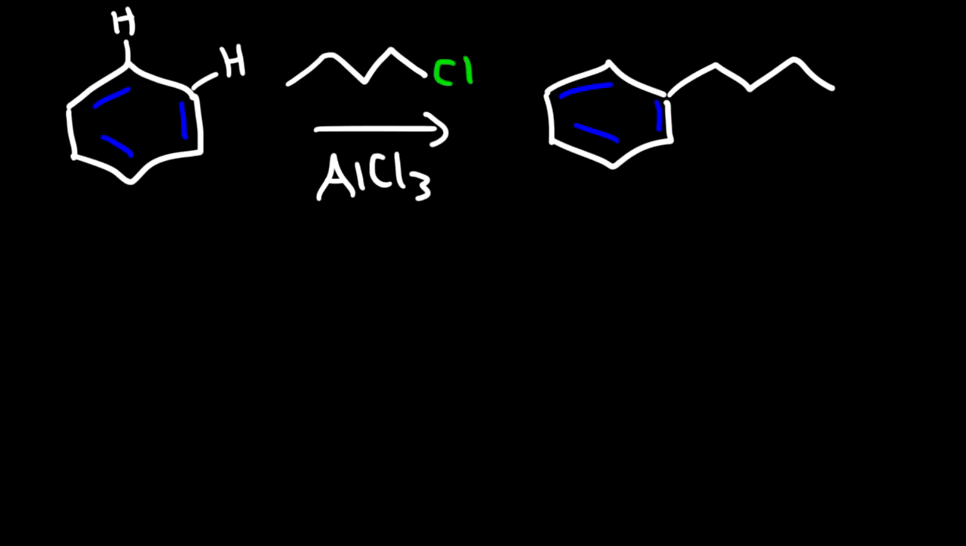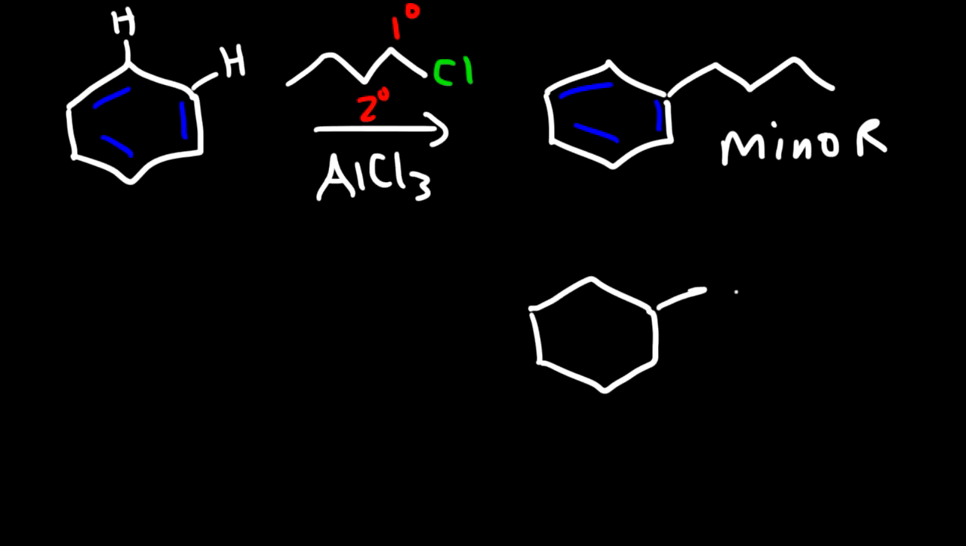Granted, we could get this product, however, it's not going to be the major product. It's the minor product. In fact, the Friedel-Crafts alkylation reaction is subject to carbocation rearrangements. Notice that the chlorine atom is on a primary carbon, and there's a higher substituted carbon next to it. So the benzene ring is going to go on the more substituted carbon. The major product is going to be this, where the benzene ring is attached to this carbon.